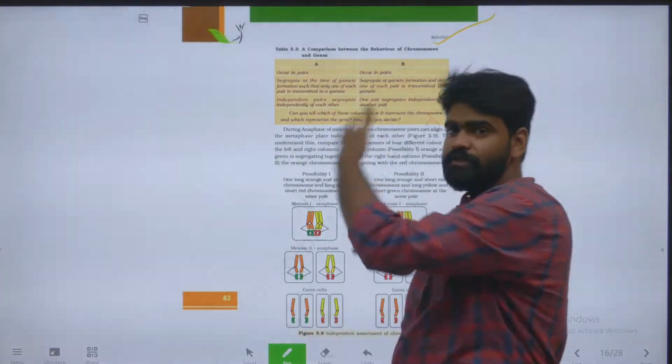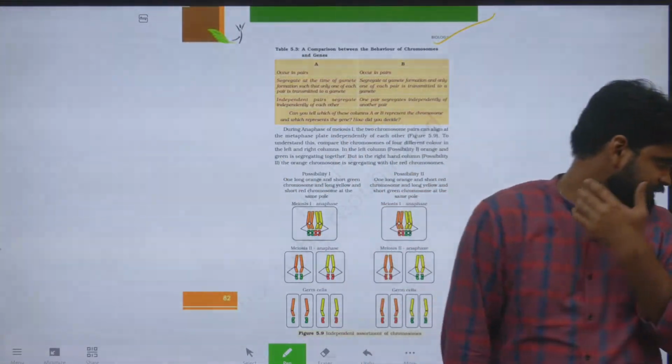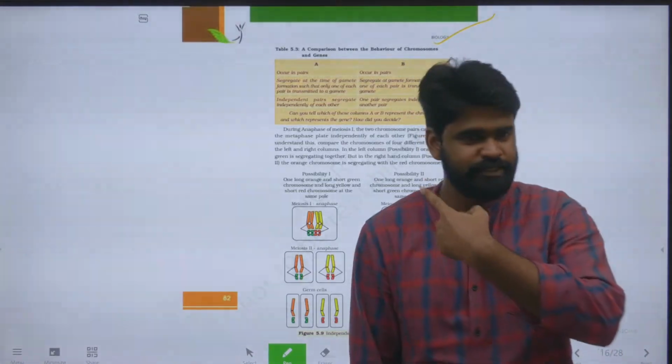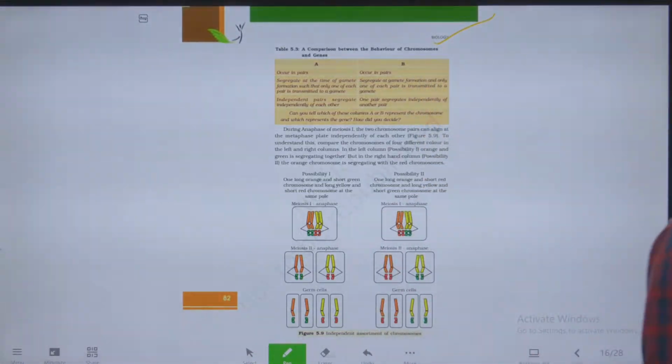What is A? What is B? Yes, online batch. What is A? What is B? Can you please help me? What is A? What is B? A is chromosome. And B is gene, right?